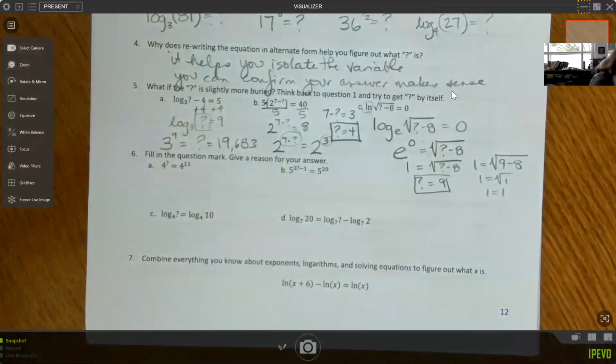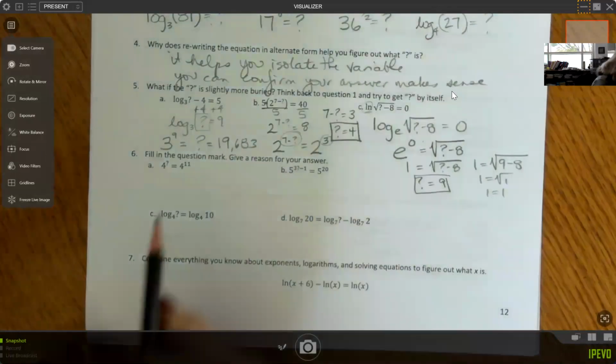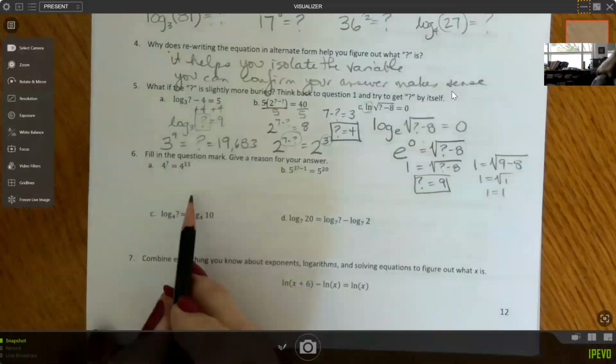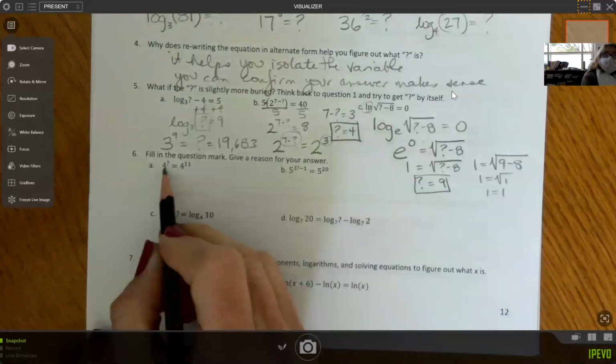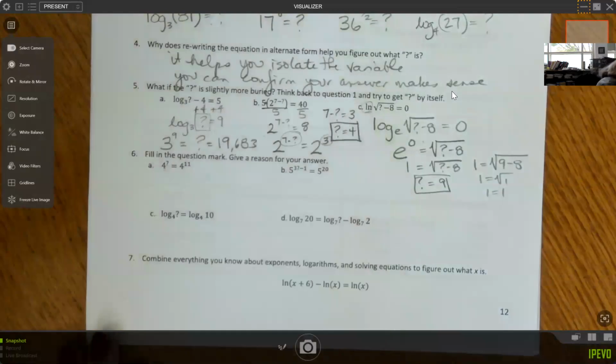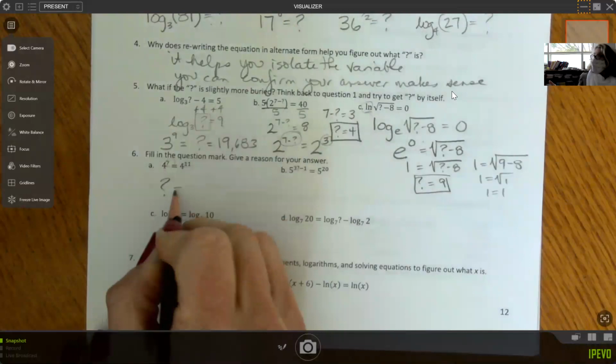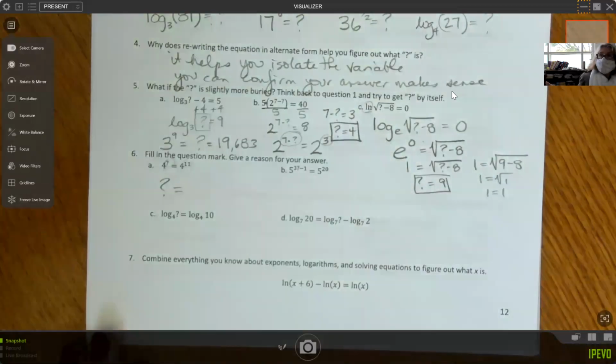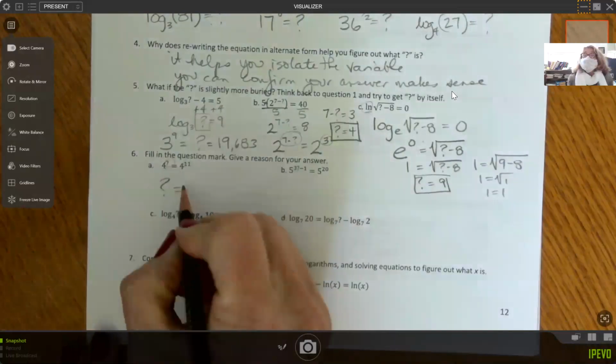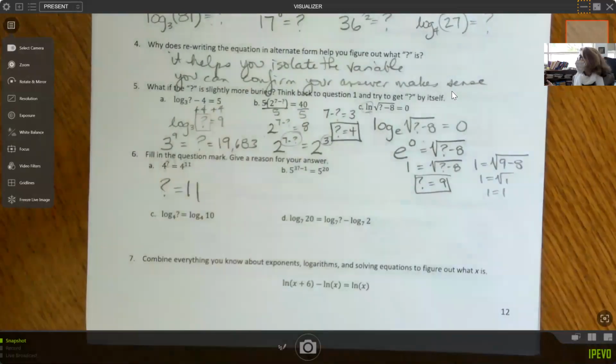Okay, and the same thing here, it's just practicing with this idea that if the base is the same, all I have to do is look at the exponents, right? So for this one, the question mark has to equal 11, right? Because 4 to the 11th equals 4 to the 11th. We don't even need to worry about, wow, 4 to the 11th is going to be a really big number. If you're just solving for the question mark, it's that the question mark equals 11.